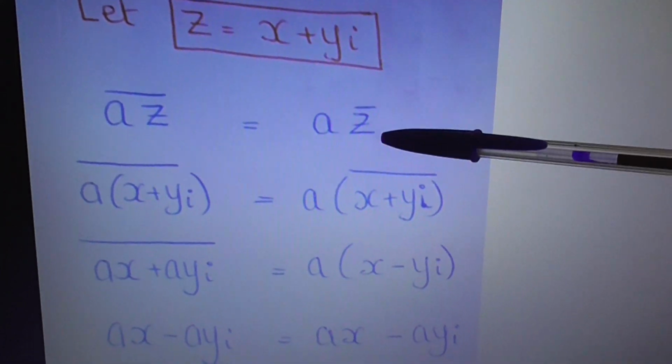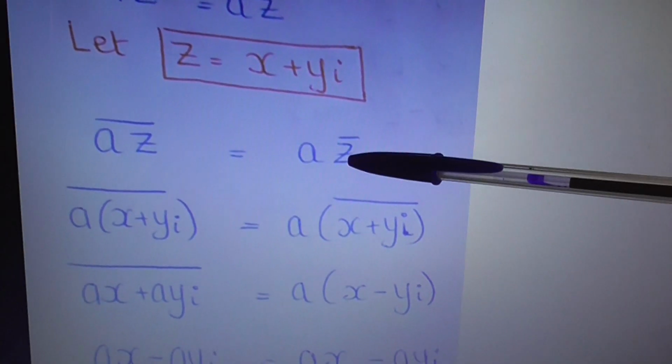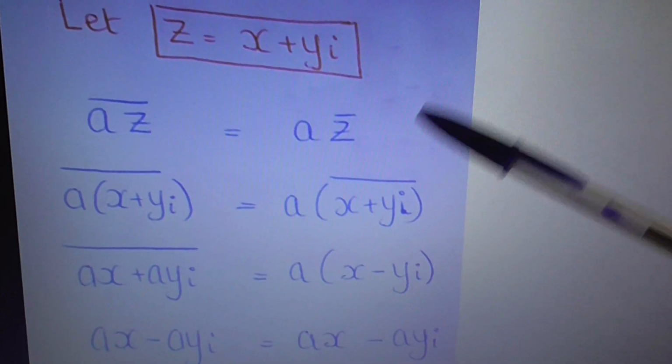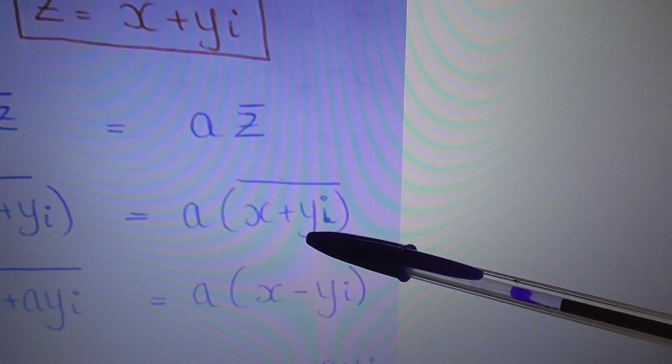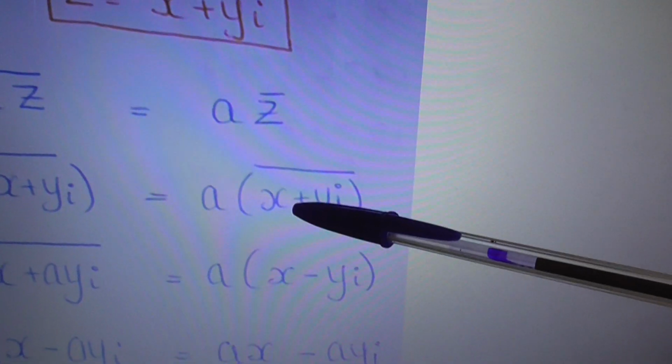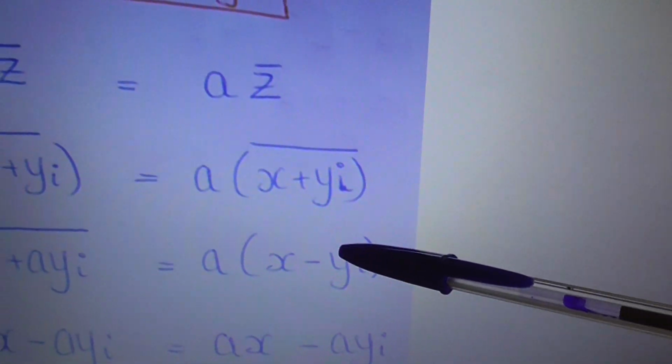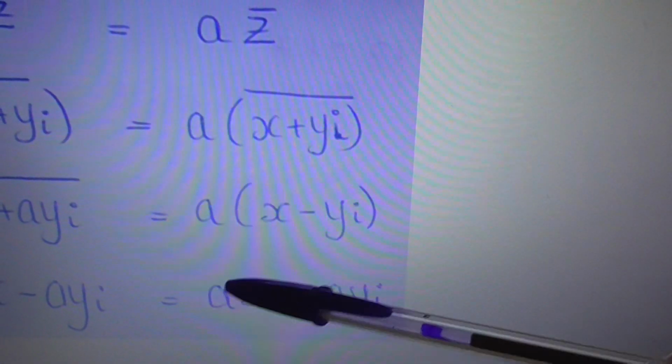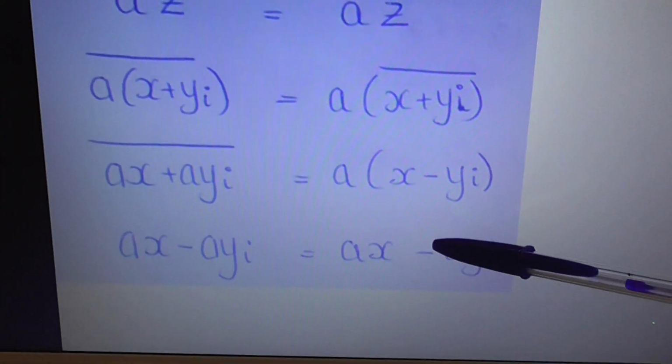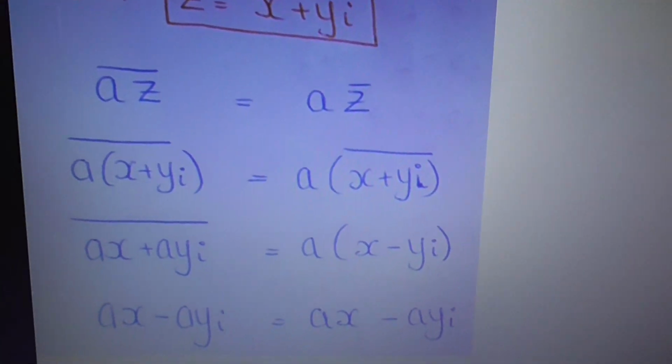I'm now going to work with the right-hand side. So it's a multiplied by z conjugate. So let's get what z conjugate is. Well, this is z on its own, x plus yi. I now want to get the conjugate of that. So it's x minus yi. I'm now multiplying that by a. So you get ax minus ayi, and that is the same as your left-hand side. So I've now proven part 2.